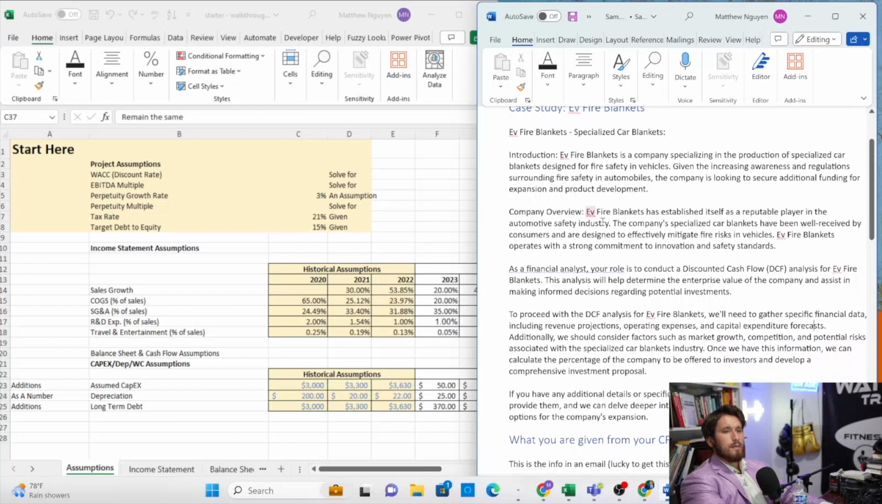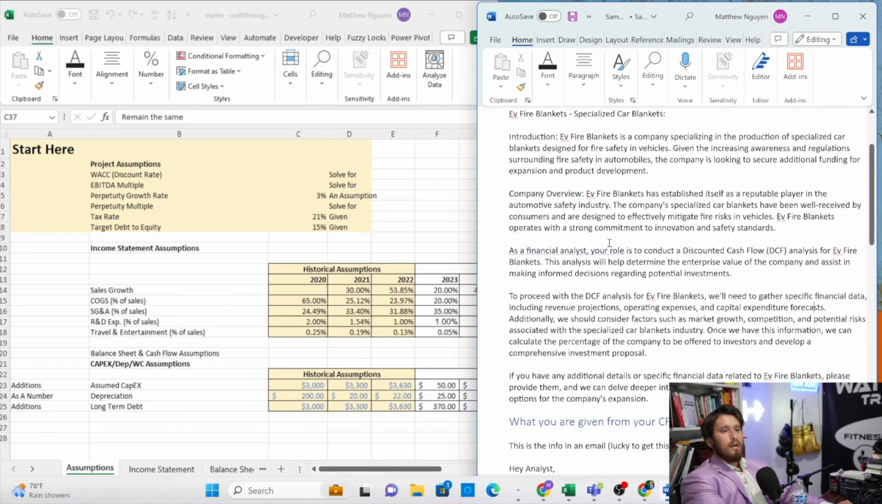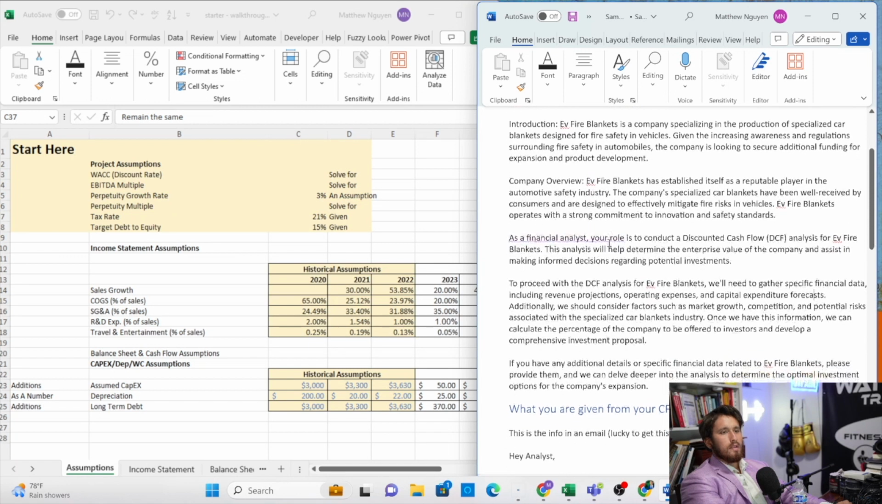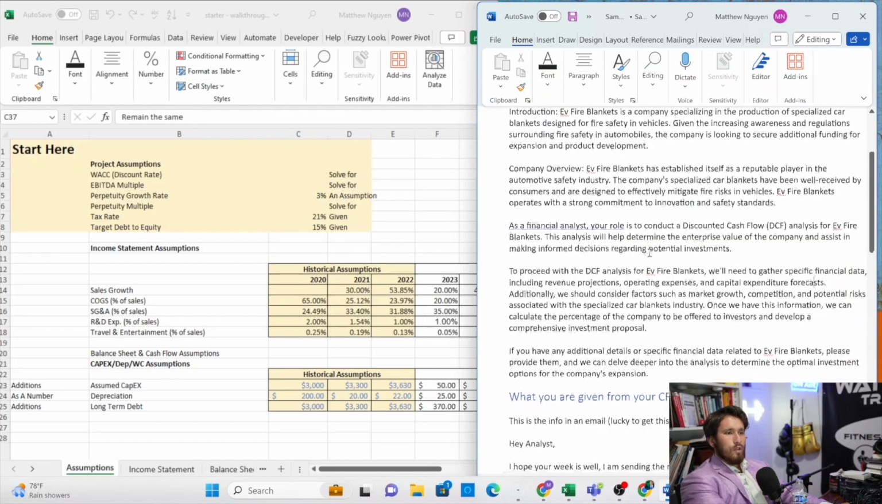EV Fire Blankets has established itself as a reputable player in the automotive safety industry. The company's specialized car blankets have been well received by consumers and are designed to effectively mitigate fire risks in vehicles. EV Fire Blankets operates with a strong commitment to innovation and safety standards. As a financial analyst, your role is to conduct a DCF for this company.